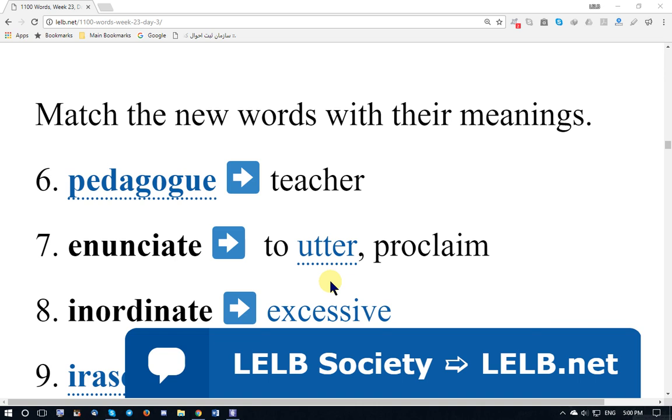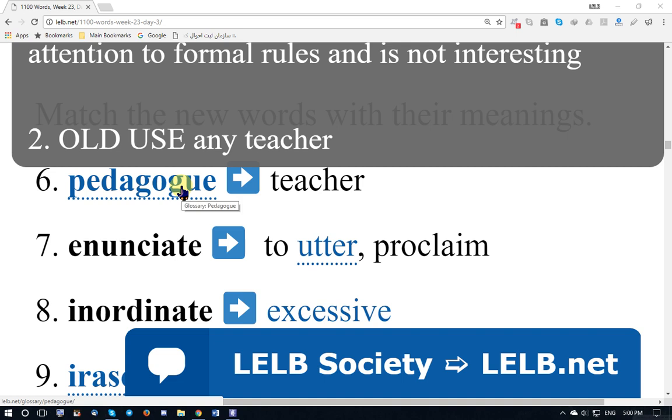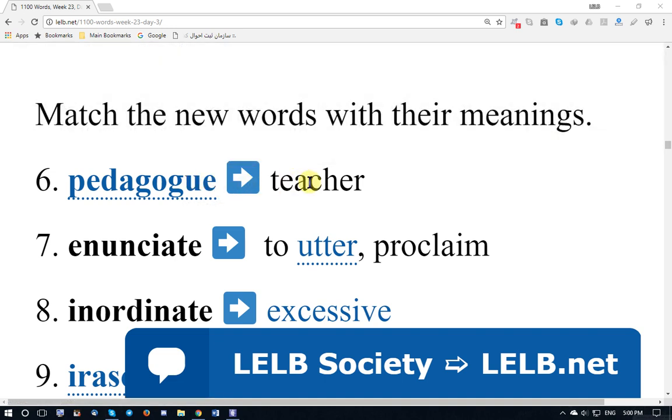The new words. Pedagogue. Pedagogue means teacher, but not exactly. You cannot find two words that have exactly the same meaning. So pedagogue seems to be more knowledgeable and actually stricter. He or she is a stricter teacher.